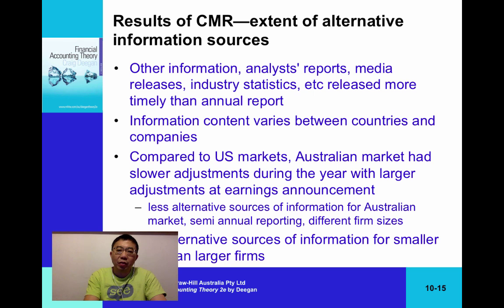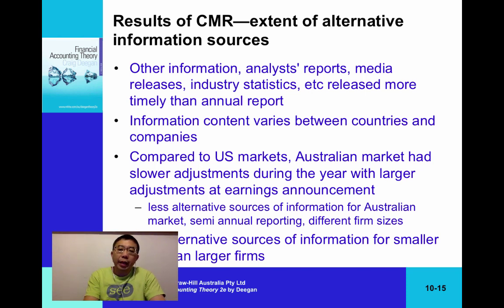The explanation for this is that if you look at a smaller market like Australia compared to the US, the availability of other information is rather limited. So a lot of people focus on the annual report. The bigger the market, the more efficient the market is, and people rely on other sources of information. So this means that in different countries where you have perhaps a smaller market, accounting information becomes more relevant.